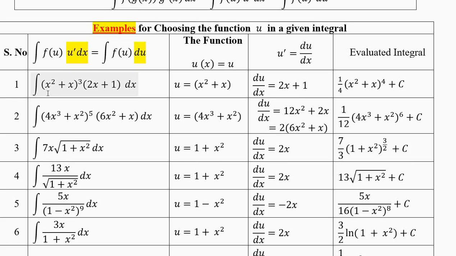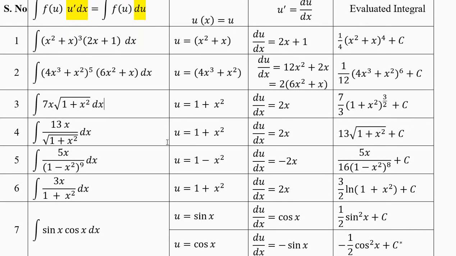So now let's start with the first example. You have x square plus x whole power 3 into bracket 2x plus 1 dx. Now here what's happening is your main function f is power 3, and u equal to x square plus x, what is inside. And derivative of u is 2x plus 1, which is sitting next to it, inside the question I should say. So you have u power 3, and the derivative of u is sitting here. And you will get the answer here in the last column. Do not worry about the answer.